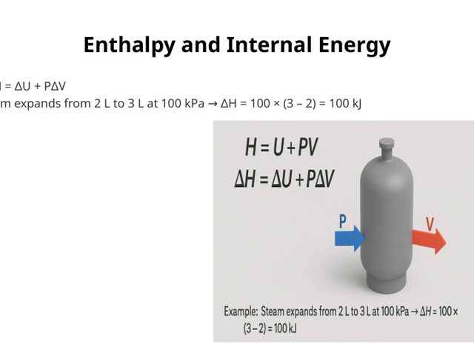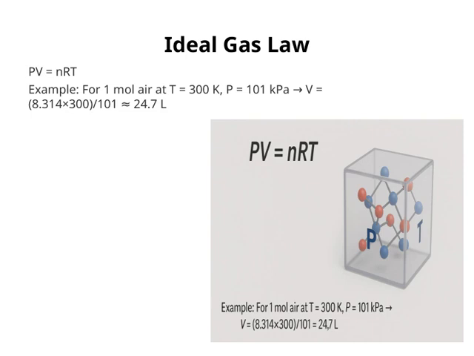Let's take a closer look at the ideal gas law, which is PV equals nRT. This equation is fundamental in understanding how gases behave. It relates pressure, volume, and temperature to the amount of gas, measured in moles. For example, if we consider 1 mole of air at a temperature of 300 Kelvin and a pressure of 101 kilopascals, we can calculate the volume using the formula. Plugging in the numbers, we get V equals 8.314 times 300 divided by 101, which is approximately 24.7 liters.